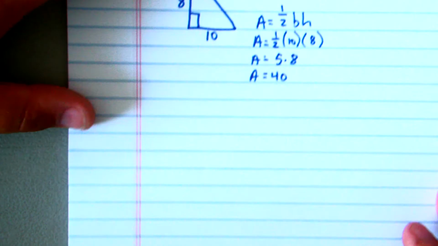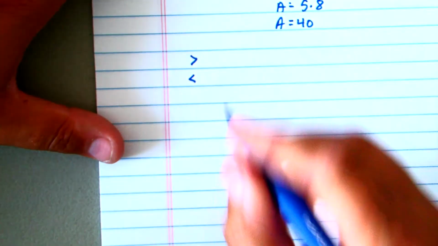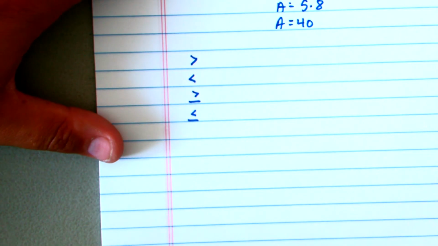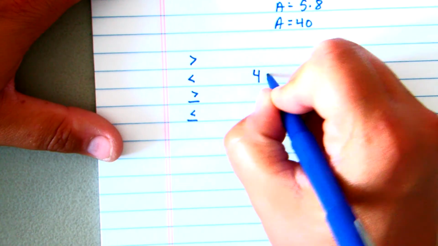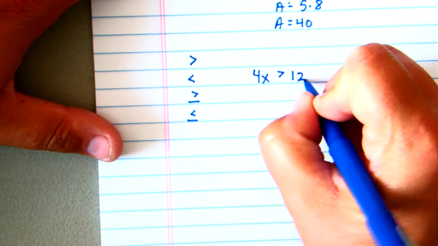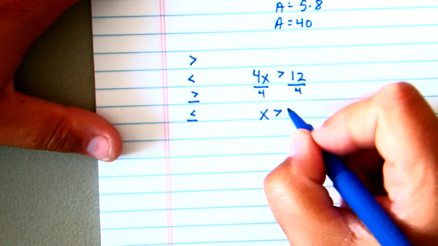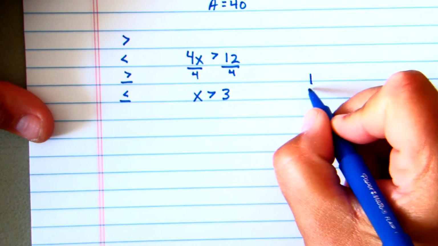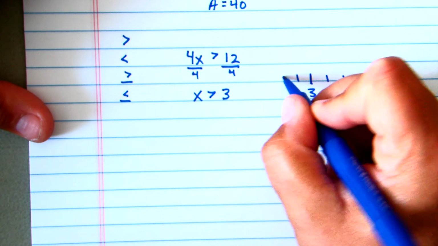Now, the last section is on our inequalities. And they can read greater than, less than, greater than or equal to, less than or equal to. We solve these just like we solve the equations we did before. If we had 4x is greater than 12, I would divide both sides by 4 and have x is greater than 3. And then if I wanted to graph that on a number line, I'd have 3, 4, and 5, and then this way would be 2 and 1.